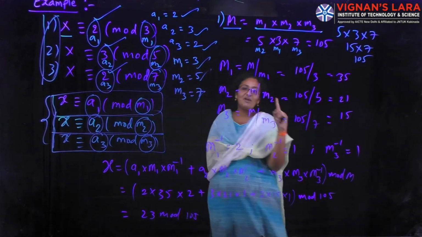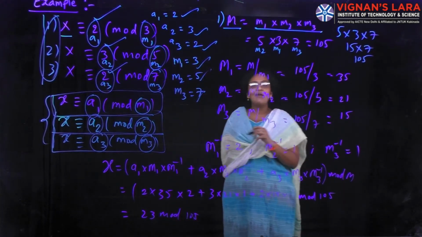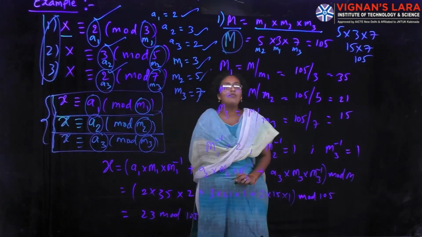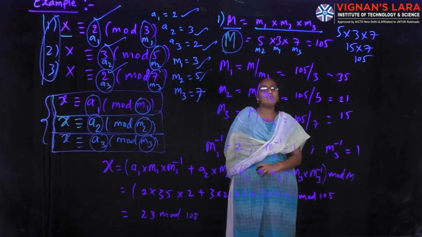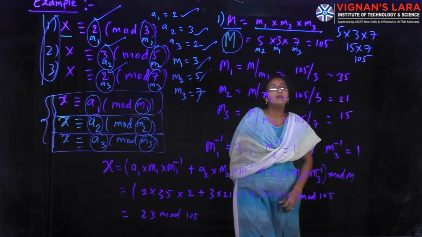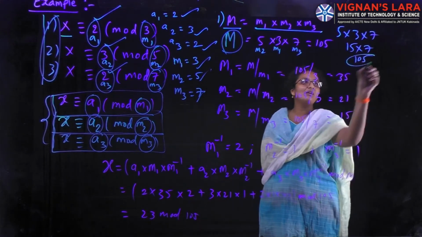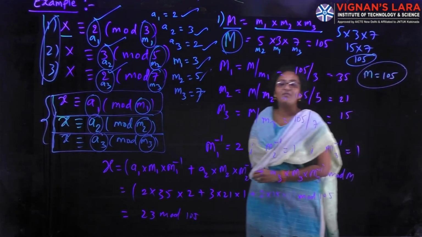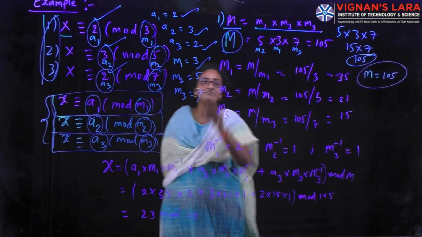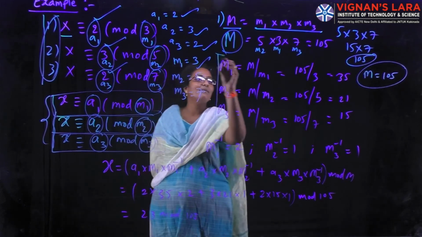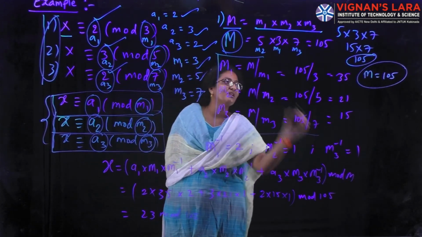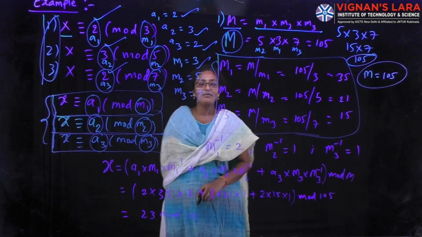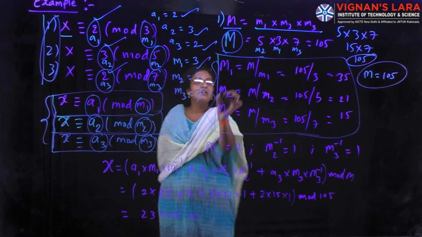So what is the first step in our proof? You have to calculate the value of capital M. How can you calculate the value of capital M? By multiplying small m1 into small m2 into small m3. By multiplying all these, I got capital M equal to 105. This is step 1. So what is step 2? Calculating the capital M1, capital M2, capital M3 values is step 2. So all this is step 2. So what do you want to do? Capital M1.